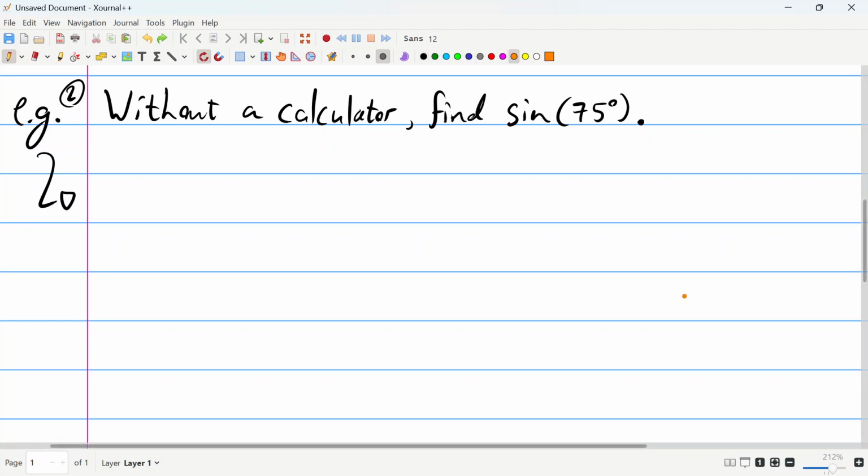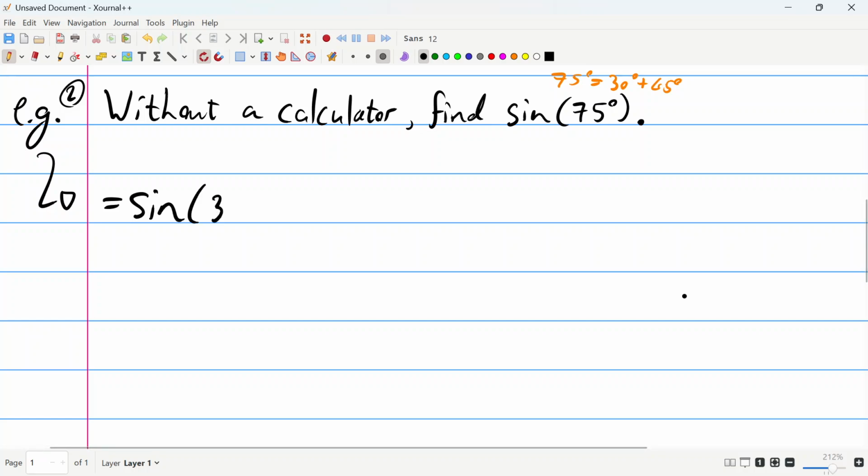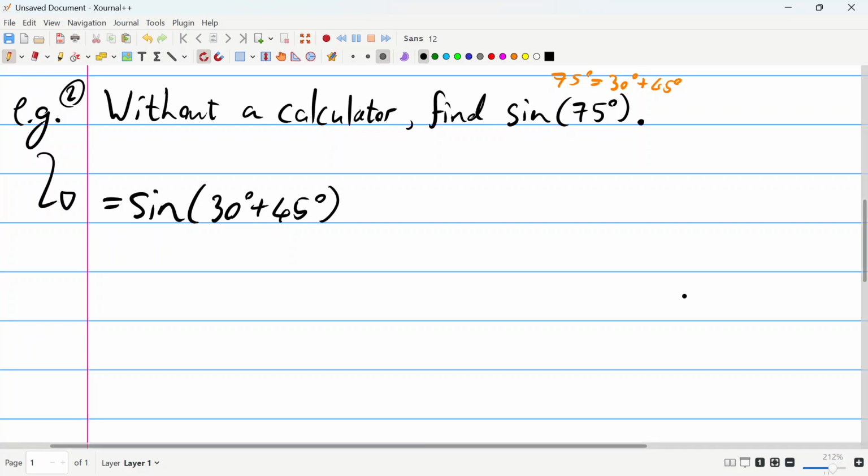If you said that 75 degrees can be equal to 30 degrees plus 45 degrees, why? Because we have a special triangle for 30 degrees and a special triangle for 45 degrees. You are 100% correct. So this means that this is just going to be equal to sine of 30 degrees plus 45 degrees. Okay? Doesn't matter what order you have it in, because it's a positive in this case, just as long as it gives you that 75 degrees, you should be fine.